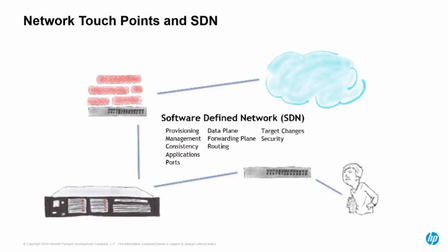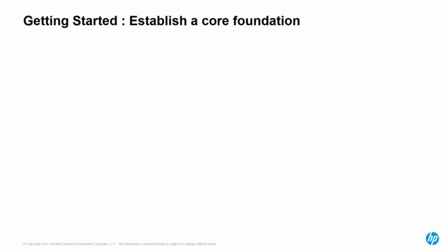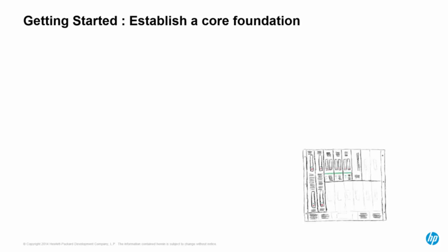Now, I know that lots of vendors, HP included, have some very unique attributes in a lot of our platforms that separate us from everyone else. So we're not really a commodity per se, but in general, that's kind of the way it is in the industry. So how do we get started? That's SDN, being able to save money. How do we get started establishing this core foundation, this secure foundation? Well, I'm going to go through some of those steps and how to do that.